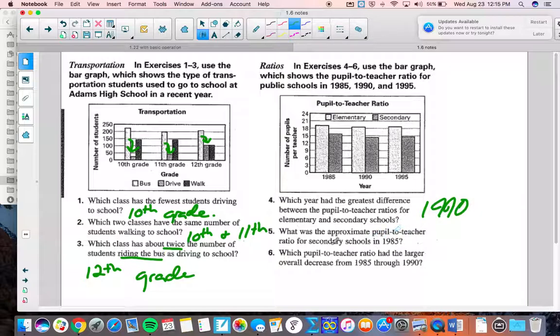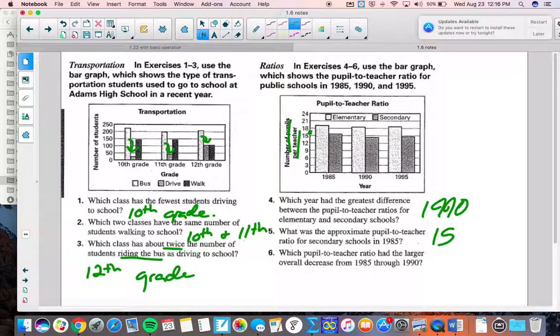What is the approximate pupil to teacher ratio for secondary schools in 1985? So can you identify the right bar? We're looking at 1985, so it's one of these two, and then secondary schools would be this one right here. What's the approximate ratio of pupils per teacher? So that's somewhere between 15 and 16, folks. Maybe it's 16. I'm not sure if it actually is a third of the way up here because every third would be an actual whole student to teacher. So I'm going to say 15. You could say 16, and that would also be correct. Anything else would not be.